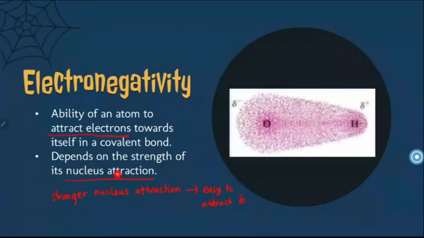So the ability to attract electrons reflects the electronegativity, which means your electronegativity is high. How about if you have weaker nucleus attraction? Is it easy to attract electrons? No, hard to attract electrons. So the electronegativity decreases. It will be low.